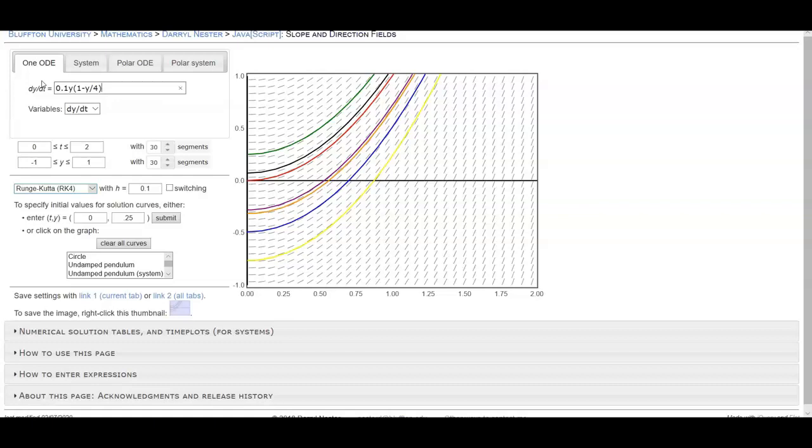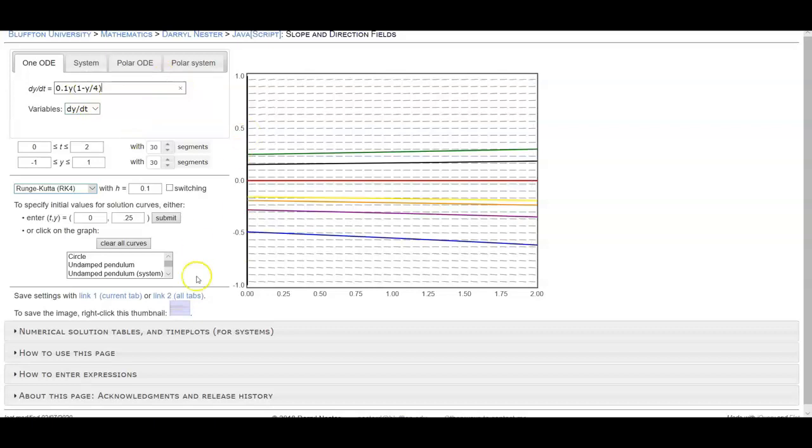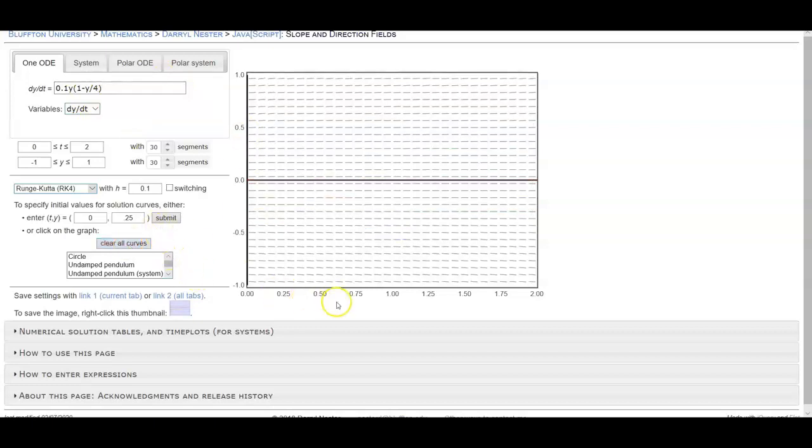So that means that we should notice horizontally that our slopes are going to all be the same. That means we're going to have rows of very similar vectors since this only depends on y and not on t. This is an autonomous differential equation. If I press enter now, let me go ahead and clear all the curves.